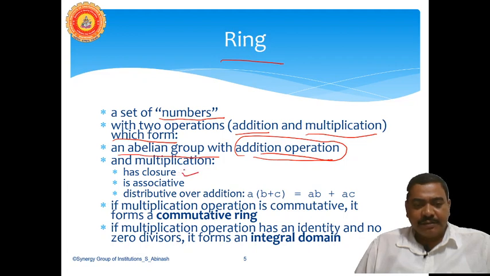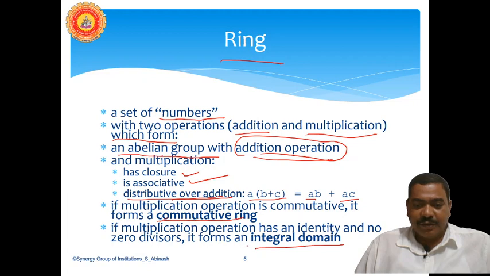Closure means the resultant must be present in the same set. Multiplication is associative and distributed over addition. The multiplication must be distributed over addition, that means A dot (B plus C) is equal to AB plus AC. If the multiplication operation is commutative, it forms a commutative ring. If the multiplication operation has an identity and no zero divisors, it forms an integral domain.